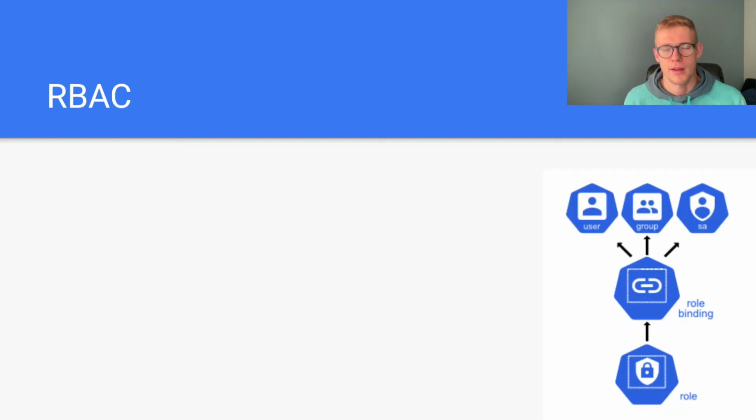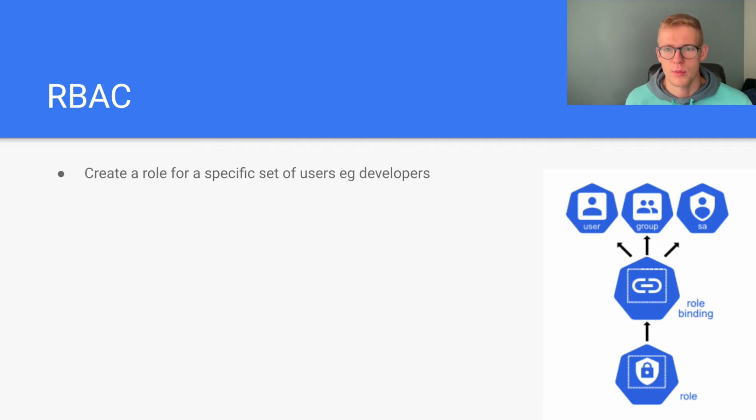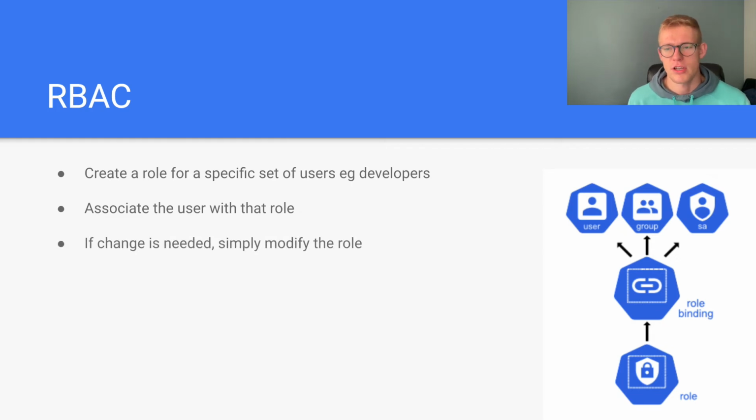So obviously it's not a very maintainable method of setting up our permissions for users, which is why we have RBAC, which is role-based access control. So with RBAC, we create a role for a specific set of users, for example, developers. We associate the user with that role, and if a change is needed, we simply modify the role, and there is no requirement for a restart of the API server or anything like that, because the roles and role bindings are part of the Kubernetes API.